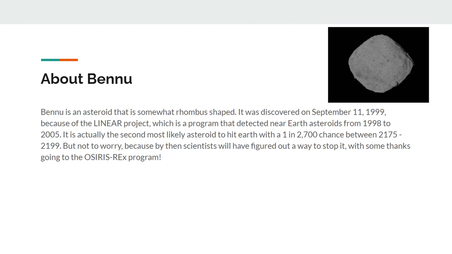And some thanks go to the OSIRIS-REx program, because as I mentioned before, with the security part, they're going to investigate that.